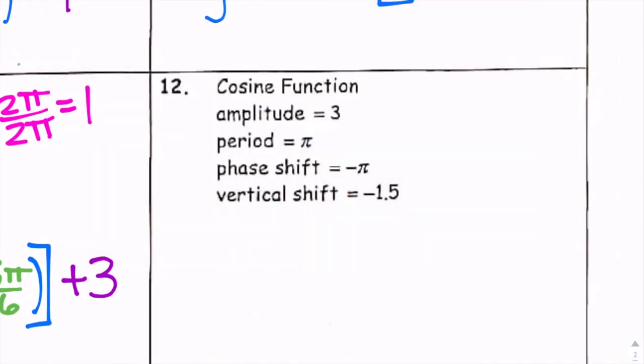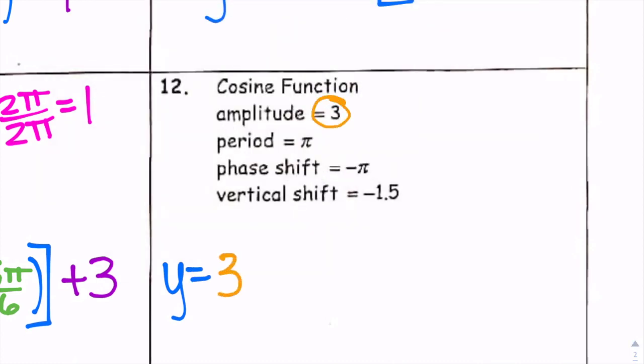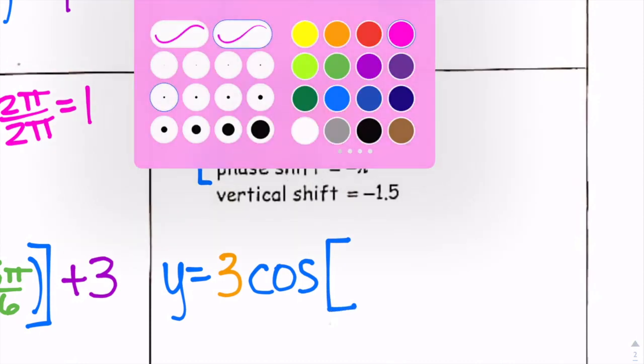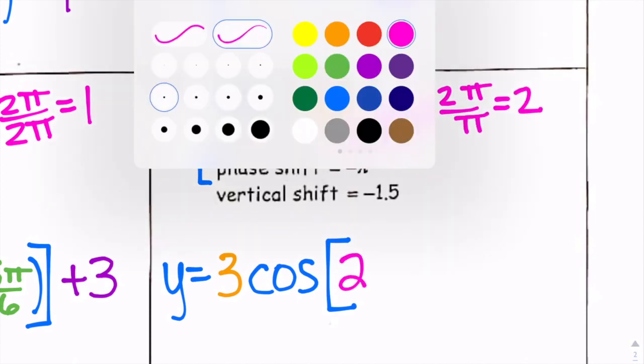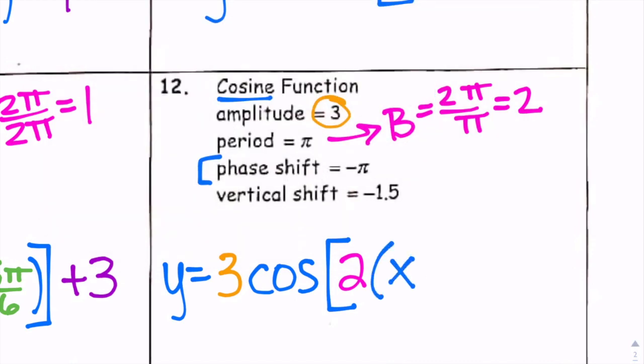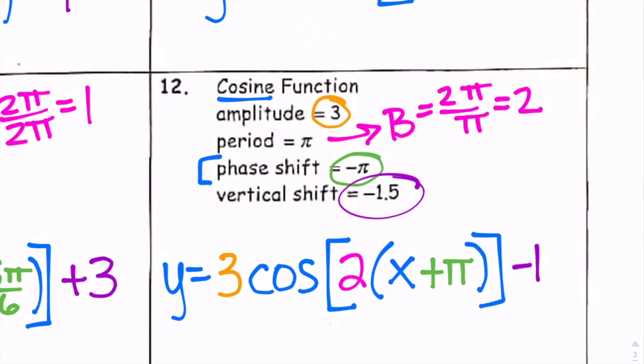And then lastly, we have y equals an amplitude of 3, cosine function. We have a phase shift, so we want to use a bracket. Find our b value. And then parentheses with an x. And then our phase shift's opposite, so it's negative pi, so we want to add pi. Close parentheses, close bracket. And then our vertical shift is negative 1.5.